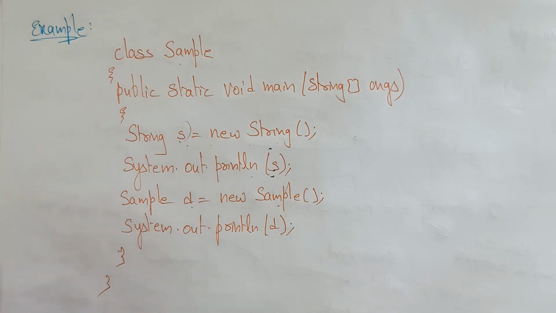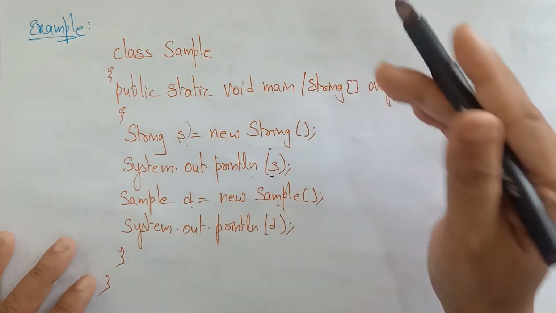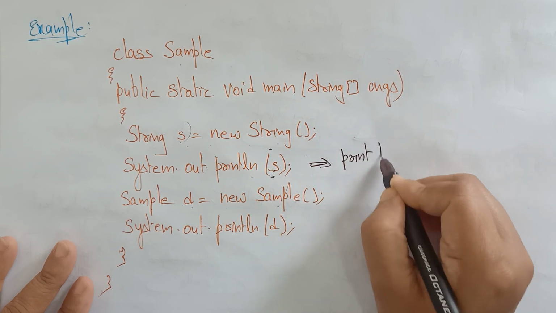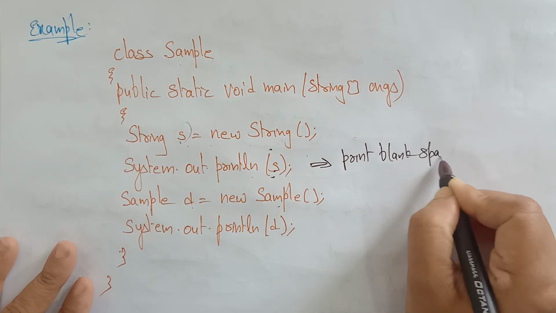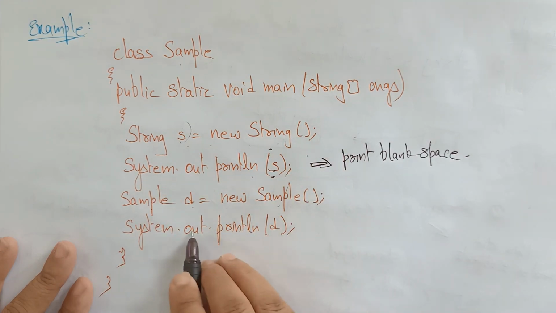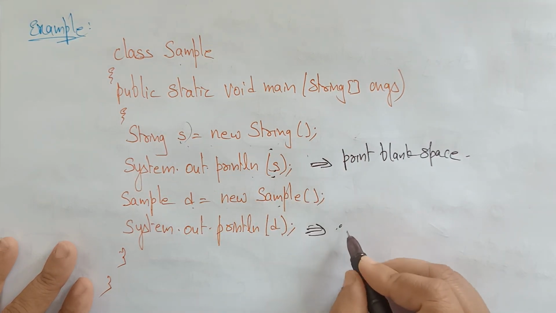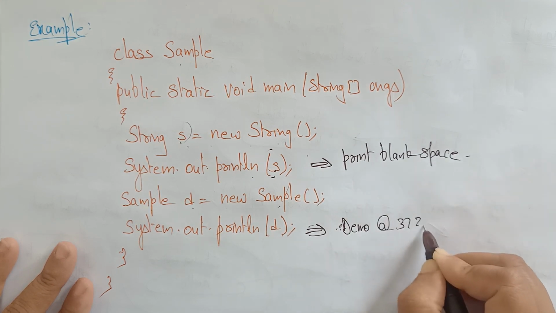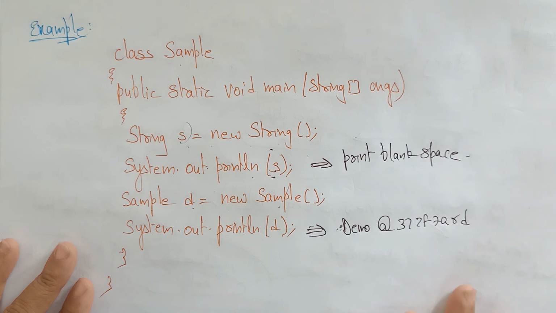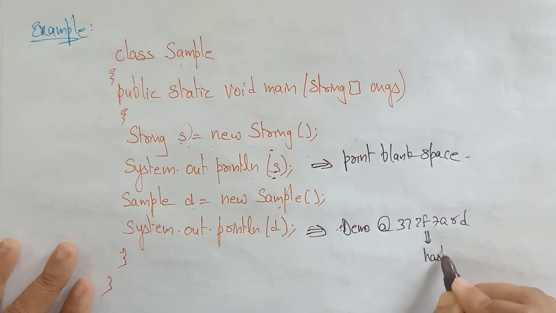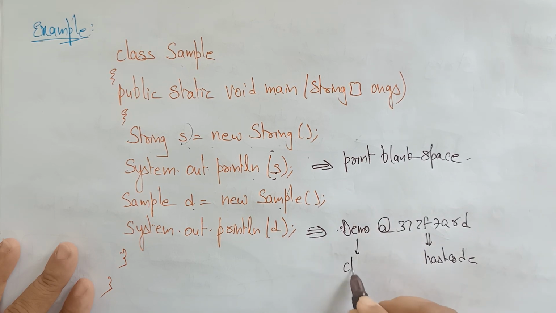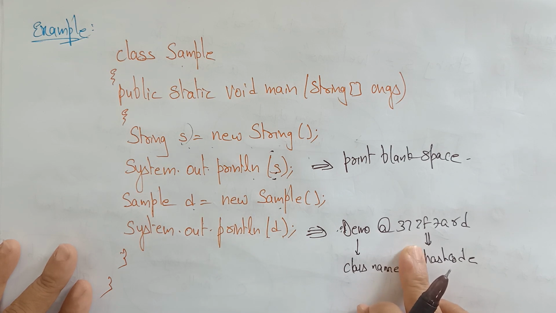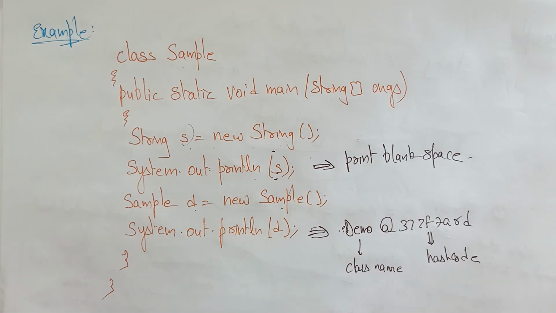When I executed this program, System.out.println printed only a blank space. And the other one prints a hash code, like Demo@ followed by some hash code. This is called a hash code, and this is the class name. So the class name Demo is printed with a hash code. Try to execute this program and check what's happening there.